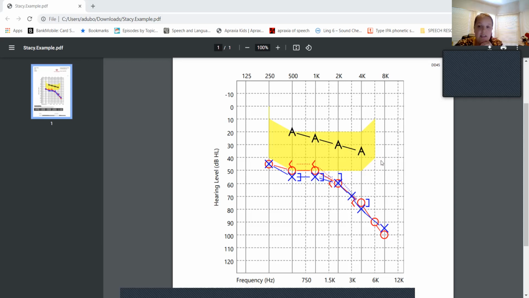So that's kind of a synopsis of what this chart is telling us, and I'm here if you have any more questions.